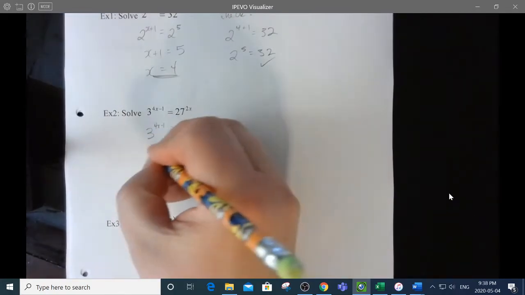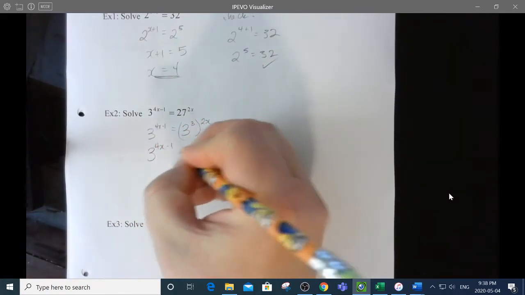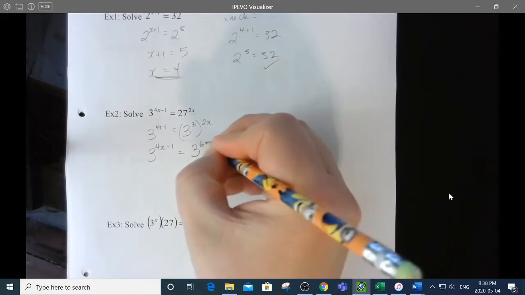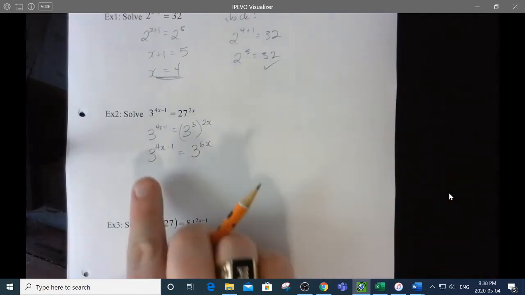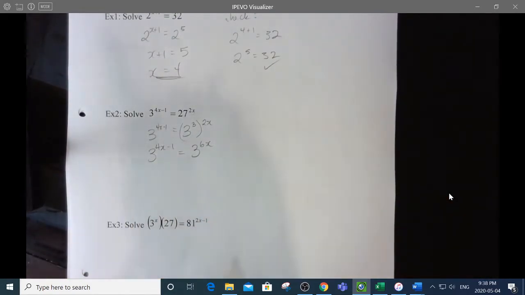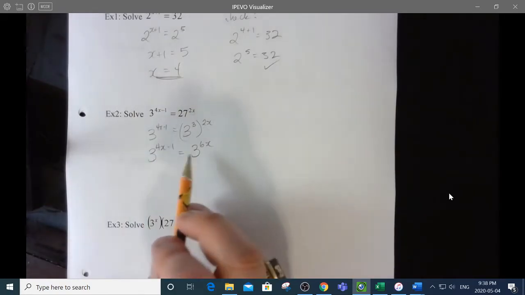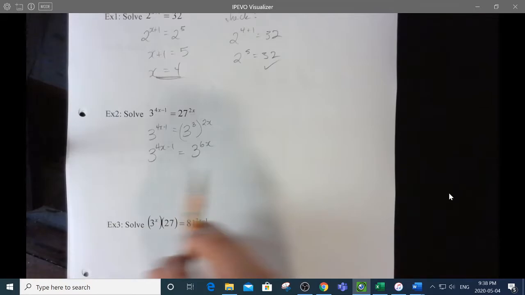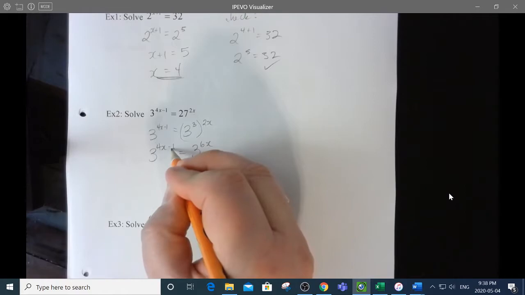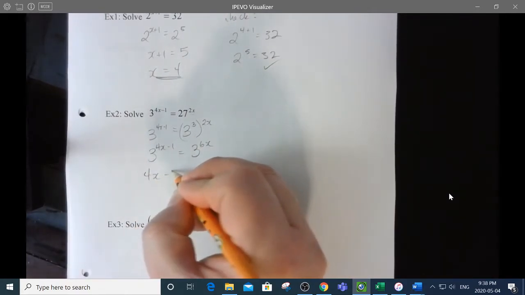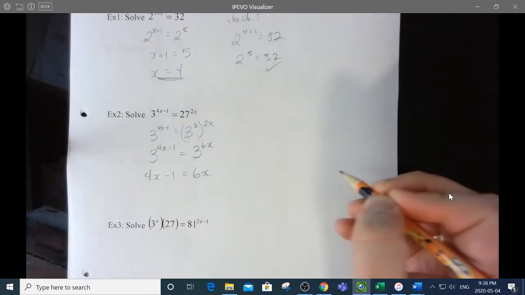So this is 3 to the 4x minus 1 equals 3 to the 3 times 2x, which is 6x. And once again, now that the bases are the same, and that's key, I can't stress that enough. I can only do this next step because the bases are the same and there's nothing else in the equation to change the equality of the situation. 3 times itself this many times is equal to 3 times itself that many times. So I can make an equation where this equals that.